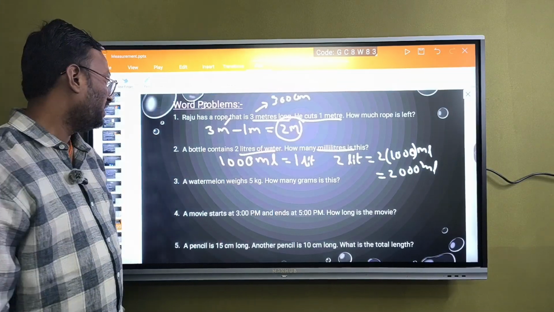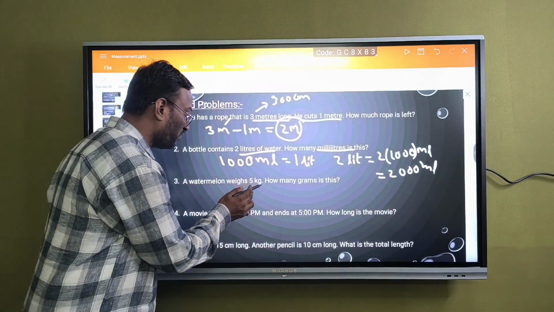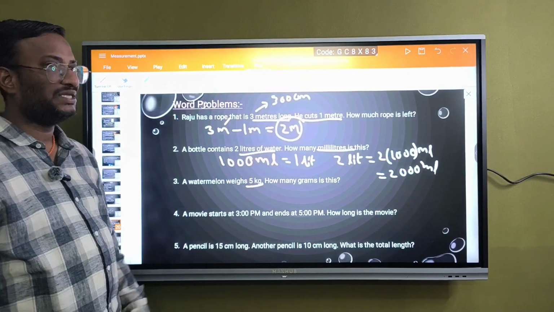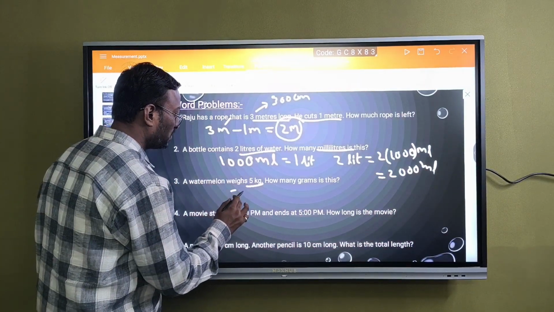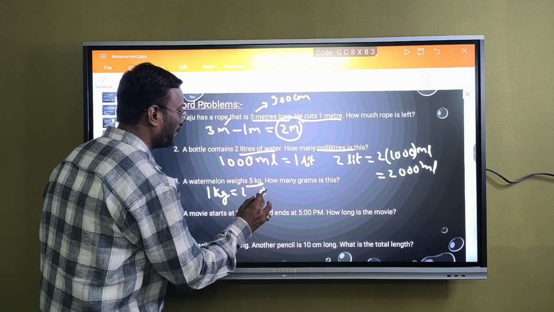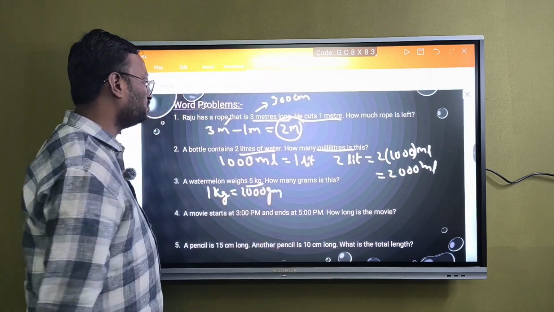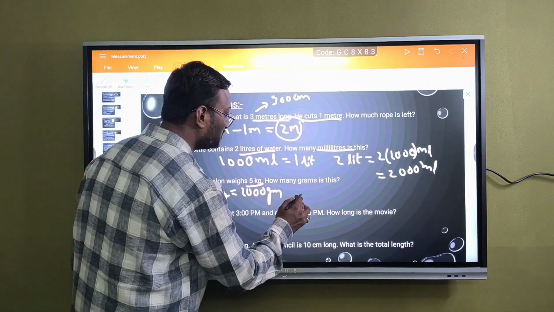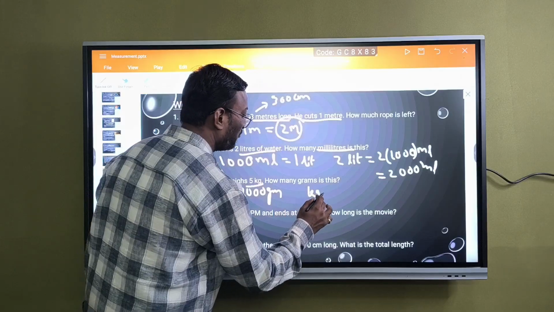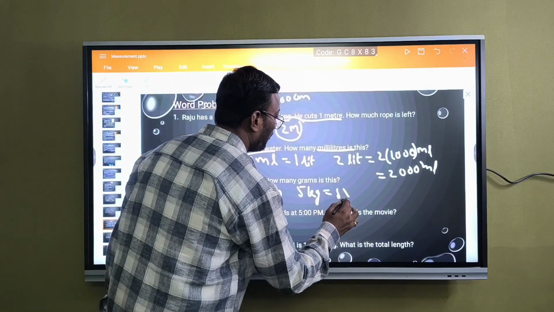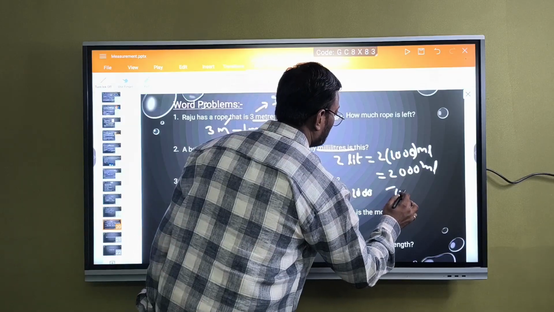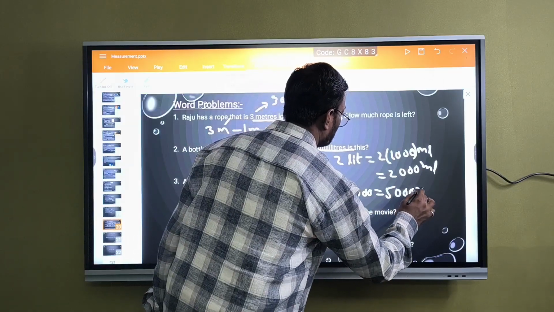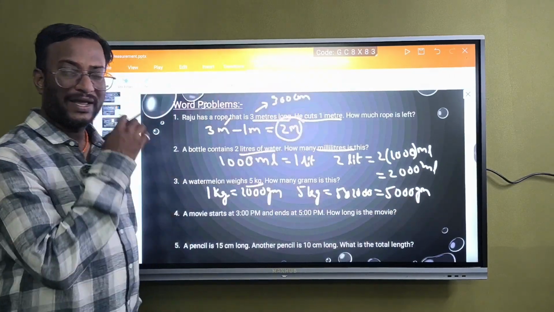So 2 liters of water is equal to 2000 ml. Next one, a watermelon weighs 5 kgs. How many grams is it? Actually 1 kg is equal to 1000 grams. Then 5 kgs is equal to how much? 5 kg is equal to 5 into 1000, which is equal to 5000 grams. Okay children? Okay, got it?